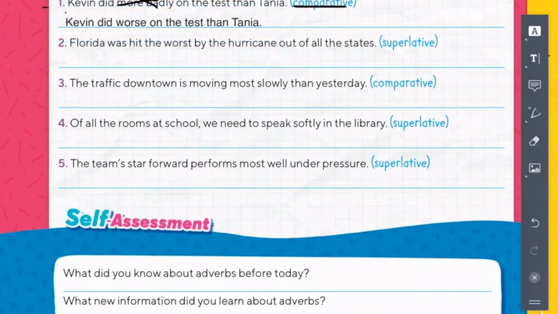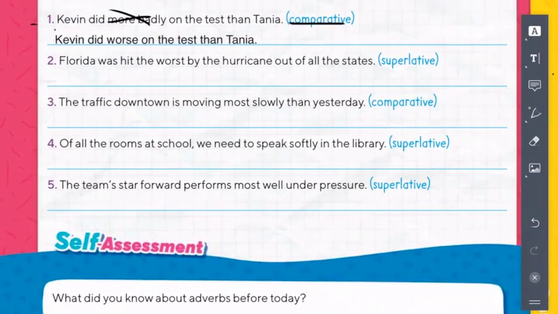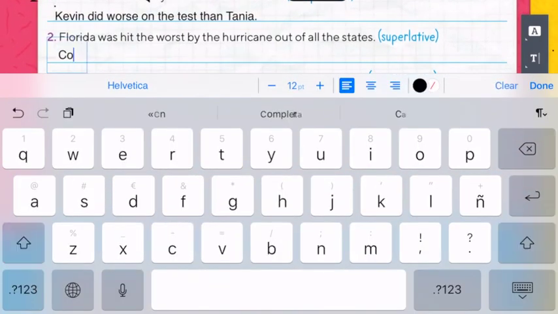Number 2, Florida. Florida was hit the worst by the hurricane out of all the states. Superlative. The worst is superlative? Yeah, it's correct. So we write down correct.